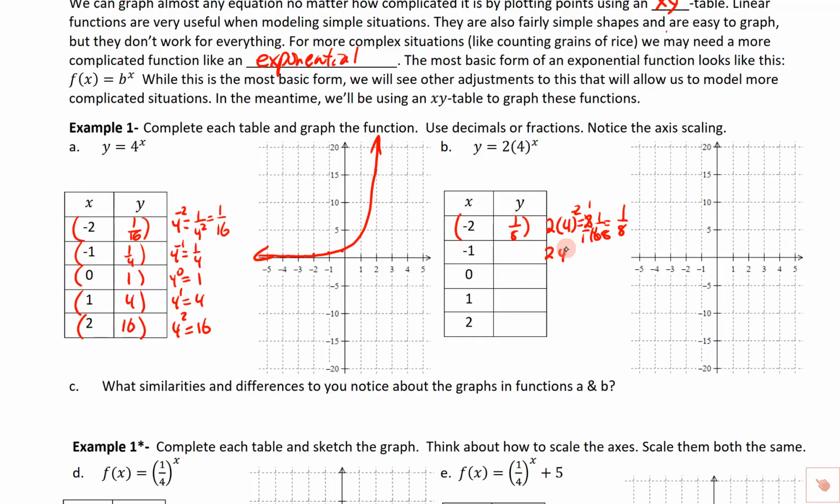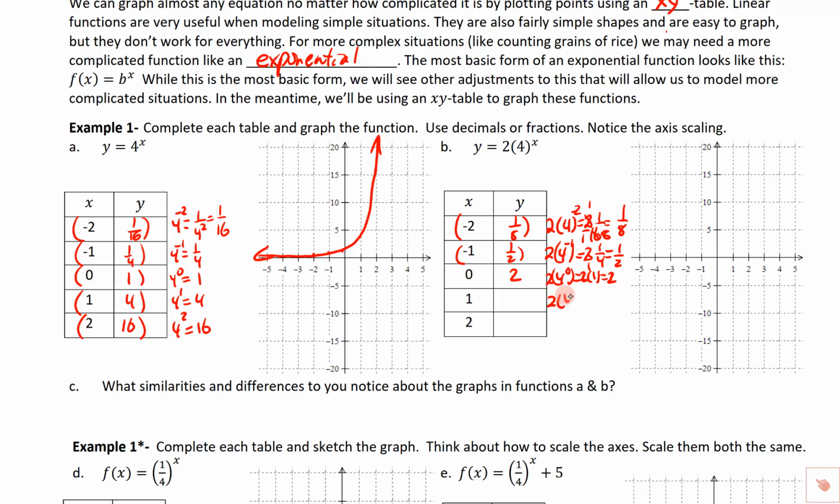Then we're going to do 2 times 4 to the -1. Remember, 4 to the -1 is 1/4. Again, we'll do some cross-canceling here, so this is going to be a 1/2. So we get 1/2 here. 2 times 4 to the 0 power. Remember, 4 to the 0 power was 1, so we end up with a 2 here.